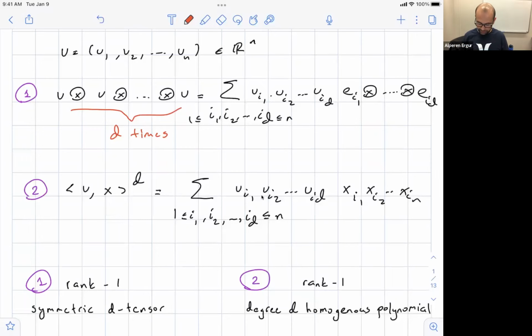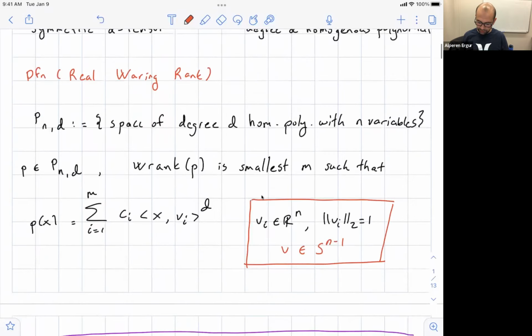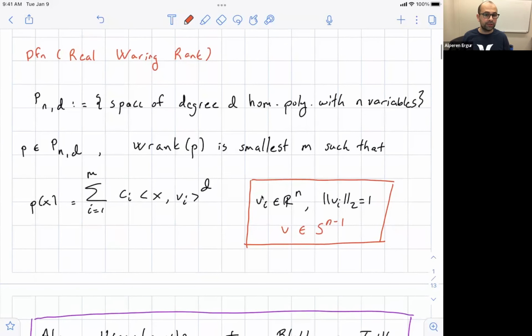Okay. All right. So this is just the first thing to start off with. Here's the Waring rank definition. I have my vector space, which is the space of homogeneous degree d polynomials with n variables. This P_{n,d} is my vector space. And I have an object, this little guy here, right? The Waring rank of this input is the smallest number m such that you can decompose your input P into a summation of these rank 1 objects, your atomic objects.